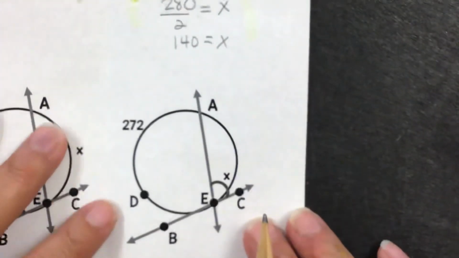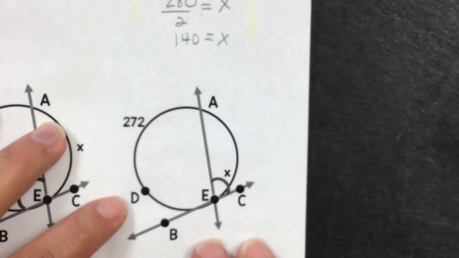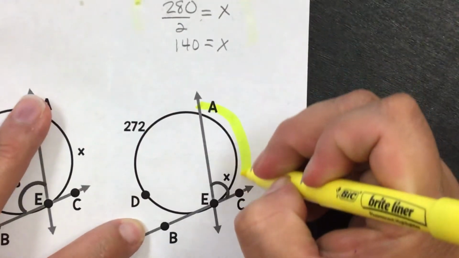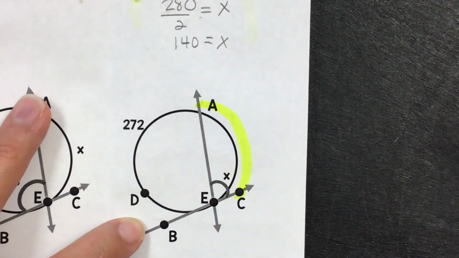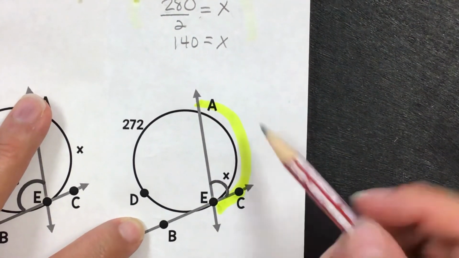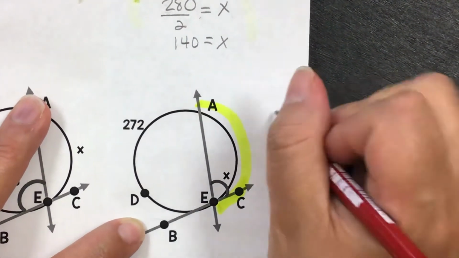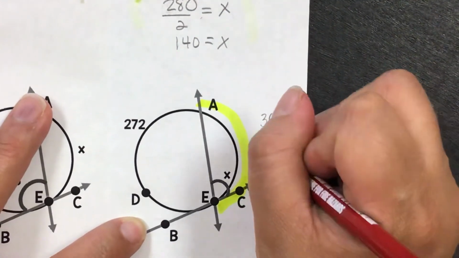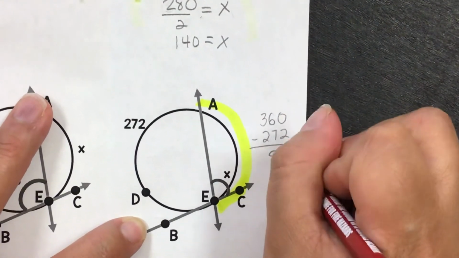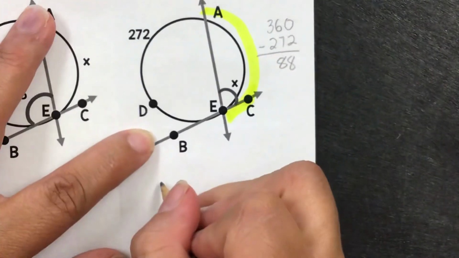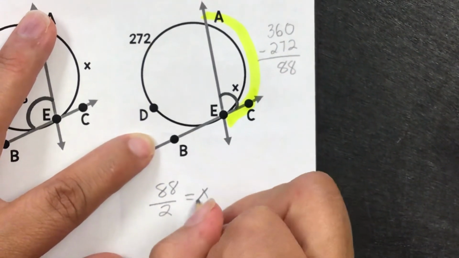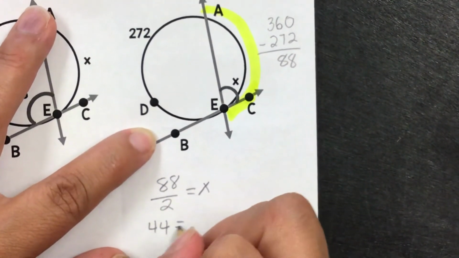All right, let me try this one over here. On this one, we have this angle that we need. So I need this arc. And don't forget, it goes all the way to the E. It might not look like it, but that goes all the way to E. So how do we find this arc? We take 360 and we subtract 272. That gives you 88. But remember, the formula is that you take 88 divided by 2, and that's your value of x. That means 44 is the value of x.